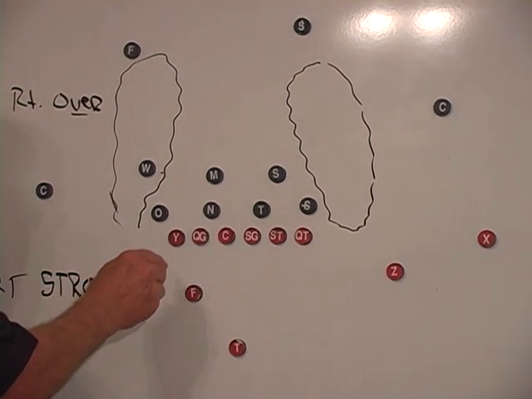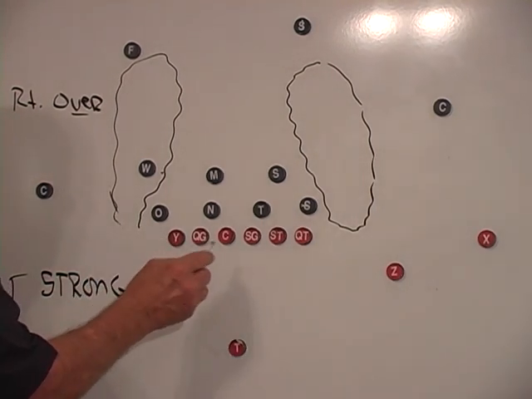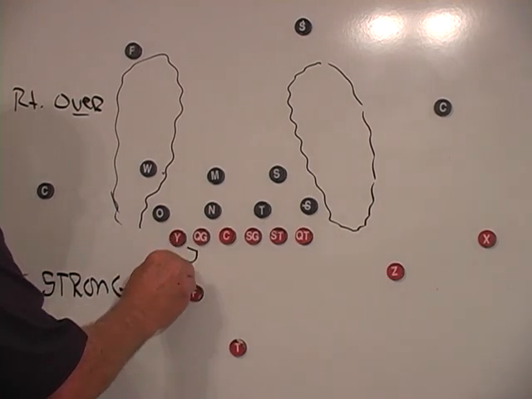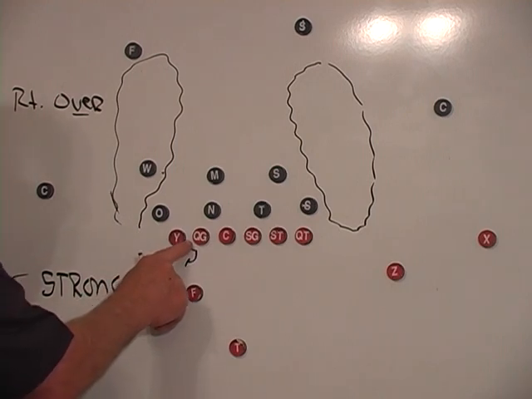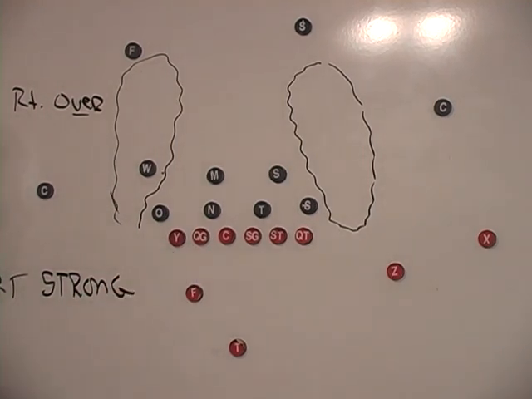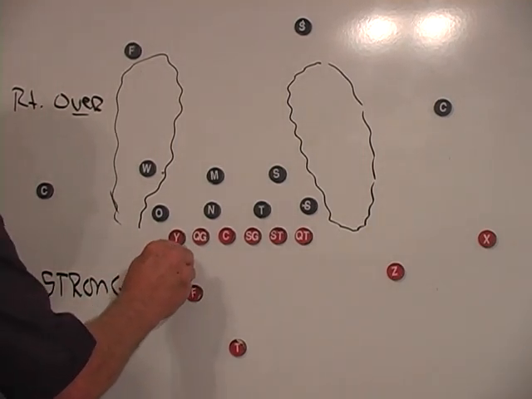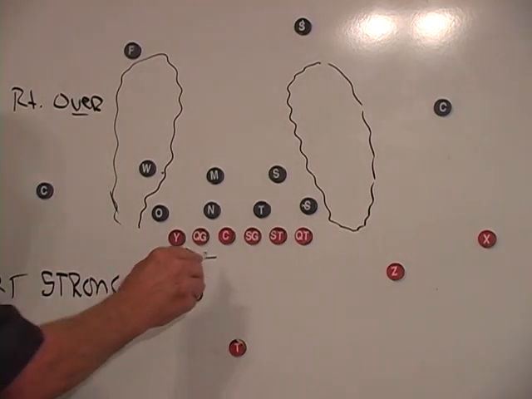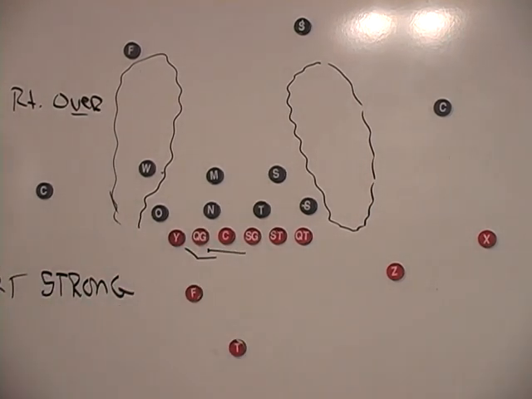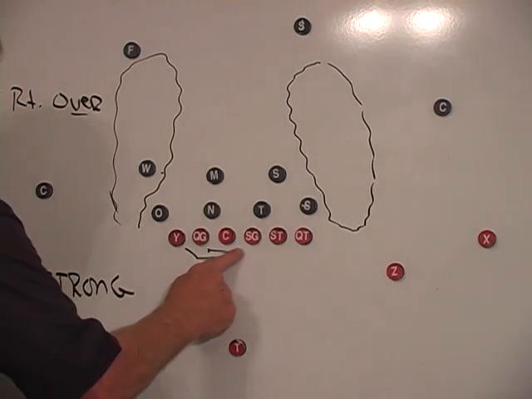Now, if we're running 44, the tight end can just step and hinge, and he can execute that job really well. And if we were running 34, the tight end, because he's an agile person, can pull along with the strong guard, or quick guard.